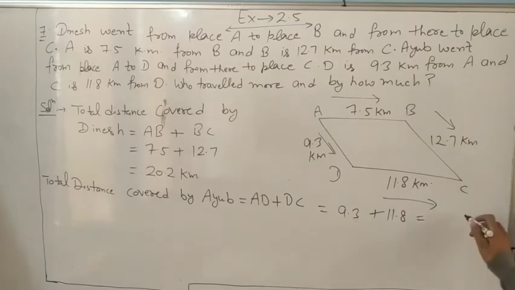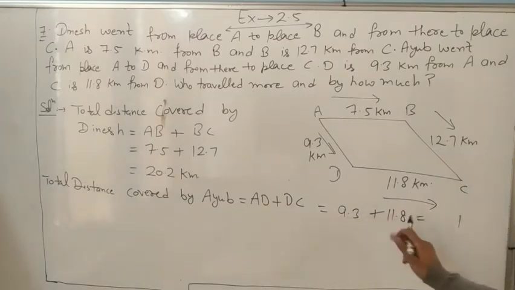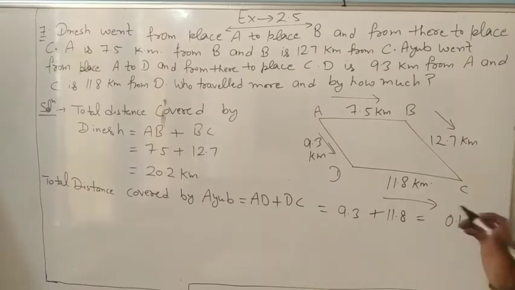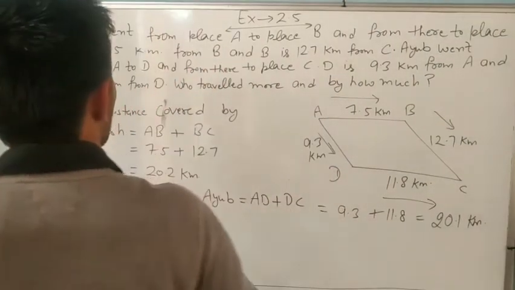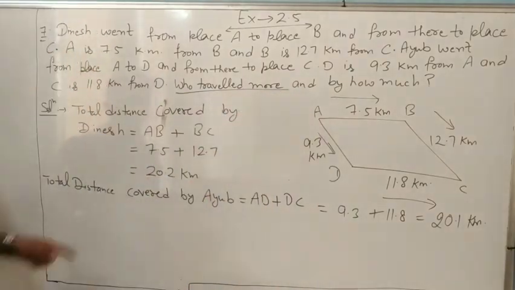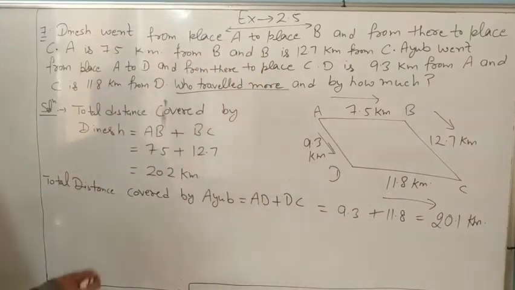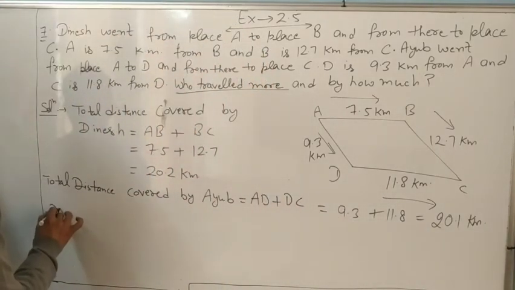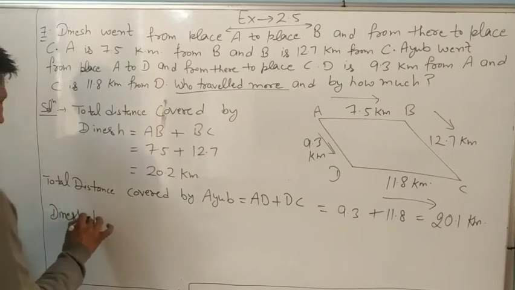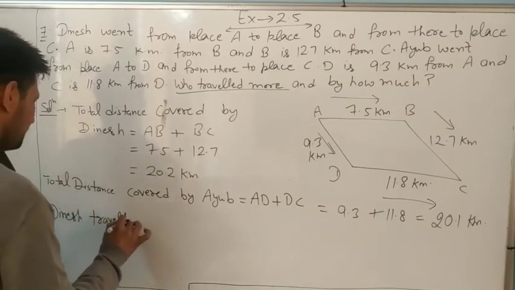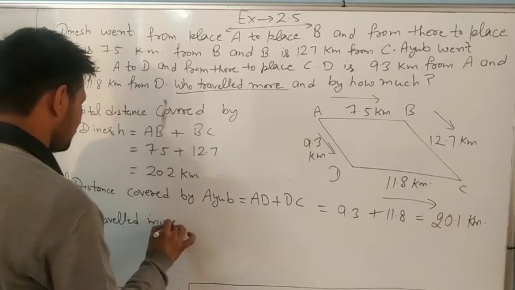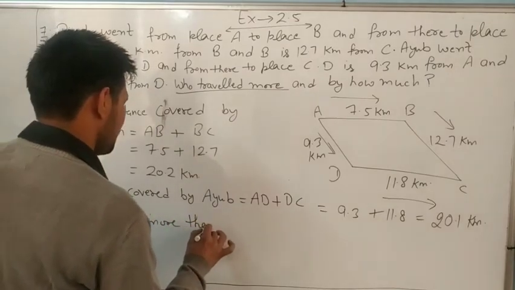8 plus 3, 11. 1 is carry. 9 plus 1, 10. 1 again carry. 20.1 kilometer. So tell me, in the question we have to find who traveled more. So it is 20.2, it is 20.1. So who traveled more? Dinesh. So right? Dinesh traveled more than Ayub.